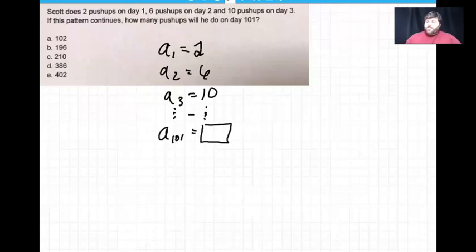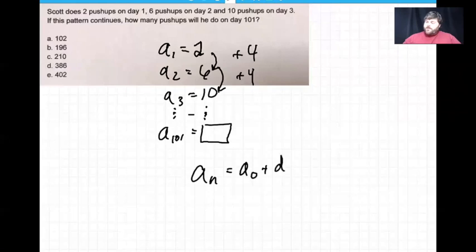We want to know this number here. So this is a sequence. I need to make the general form. I notice it goes up 4 each time. That means it's arithmetic. So it's going to be in the form a sub n equals basically your a0 plus your common difference times n. That's basically the formula. You need to know a0 and the common difference. Common difference is 4, so it's going to be 4n. The question is, what is a0?